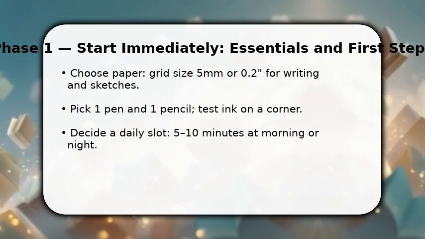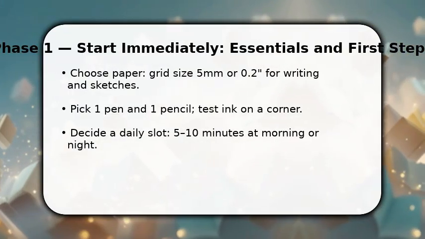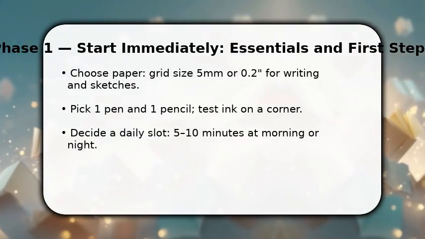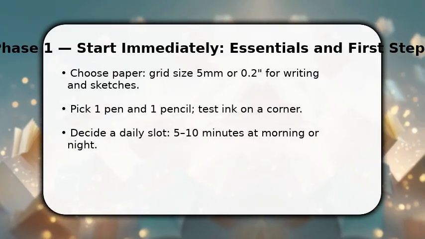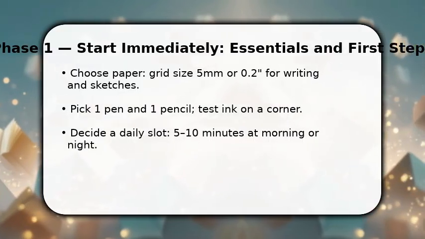Next, create 3 columns: quick log, highlights, and next action. This structure converts vague intentions into a repeatable habit that scales from notes to projects.